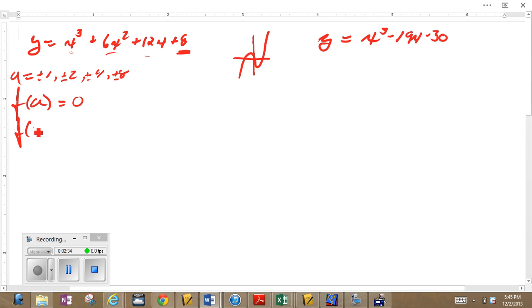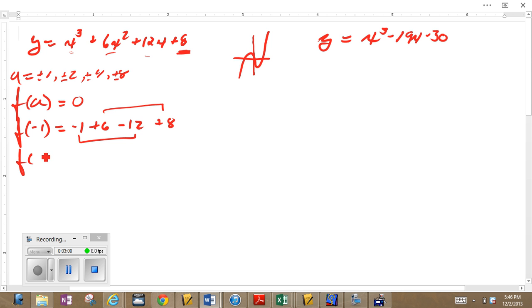We're going to say, well, let's try -1. So if -1 goes in, I get -1 cubed, which is -1. I get -1 squared, which is 1 times 6, which is plus 6. -1 times 12 is -12, and then plus 8. Well, unfortunately, the positives yield 14, the negatives yield 13, so they don't go to 0. So I'm going to have to step it up.